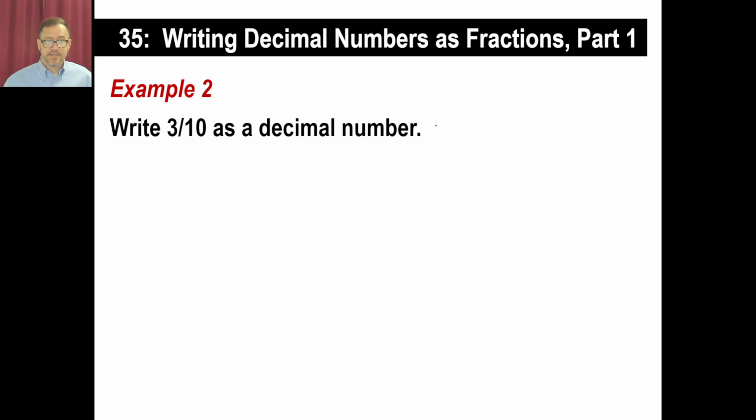All right, 3/10 as a decimal number. We're going to go backwards. Well, 3/10, we know, is just 0.3, because we know the first numeral behind a decimal point is the tenths. So they say 3/10, that's where it goes.